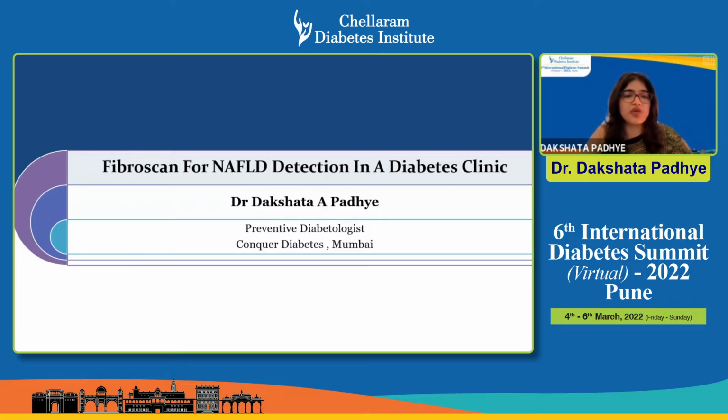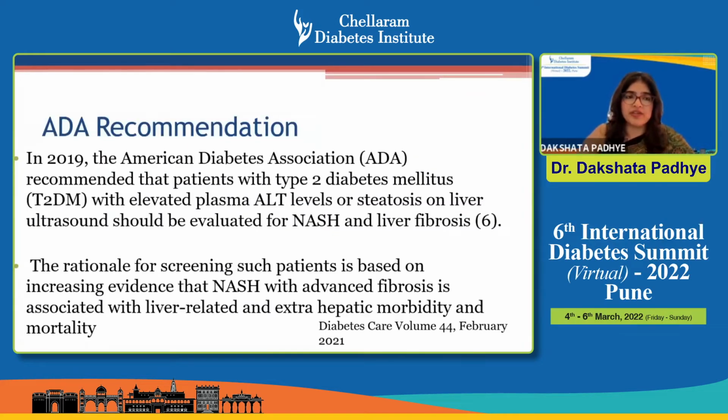So today the topic given to me is FibroScan for NAFLD detection in a diabetes clinic. Whenever we are treating patients with diabetes, we always follow our Bible, that is ADA recommendation. And to my surprise, I was just going through the literature, and in ADA 2019 recommendation, it is already recommended that patients with type 2 diabetes mellitus with elevated plasma ALT levels or steatosis on liver ultrasound have to be evaluated for NASH and liver fibrosis. This is a very important point.